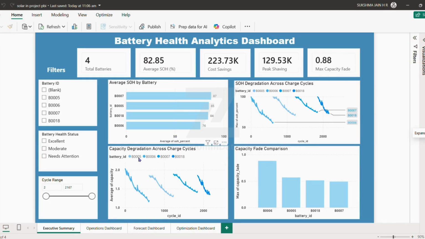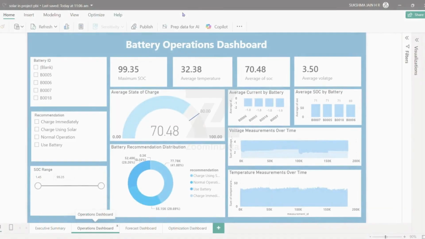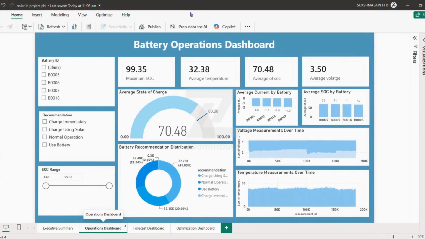Next is capacity degradation across charge cycles. This graph illustrates the reduction in battery capacity over time due to repeated charging and discharging. Last but not the least is capacity fade comparison. This chart compares capacity fade across all batteries, allowing us to identify batteries experiencing faster degradation. Here, the filters are interactive filters that allow users to analyze specific batteries and customize the dashboard based on different conditions.